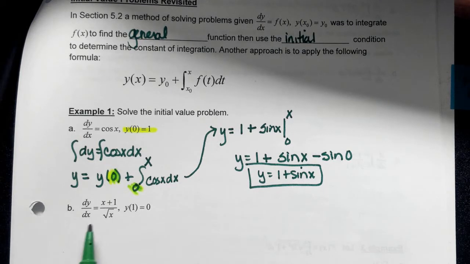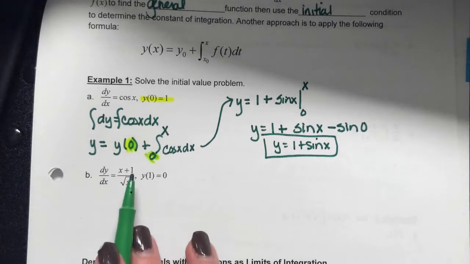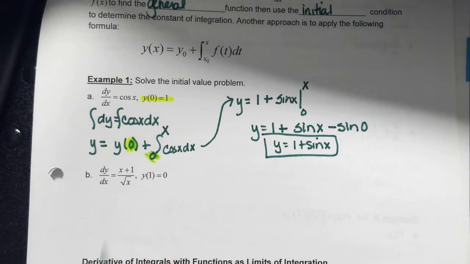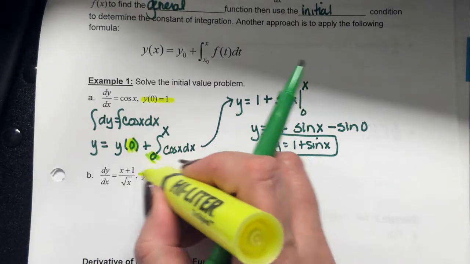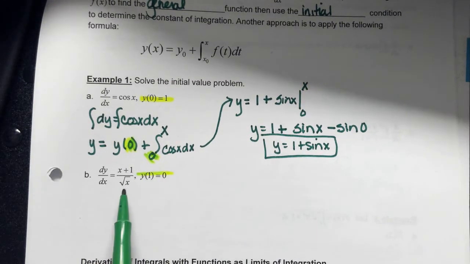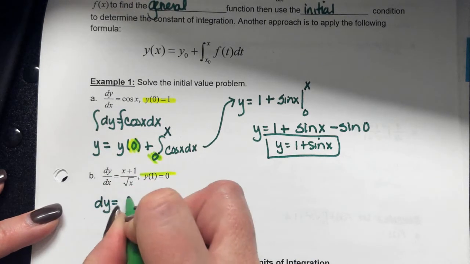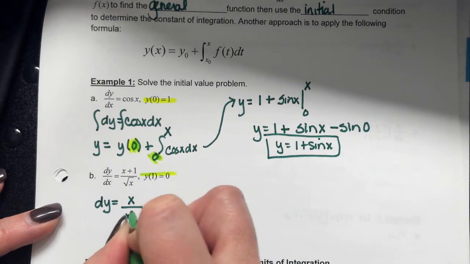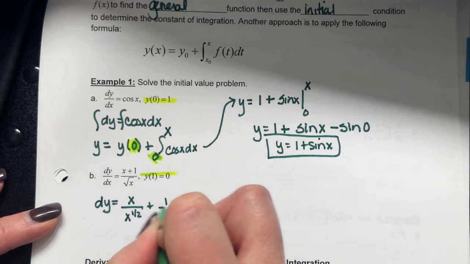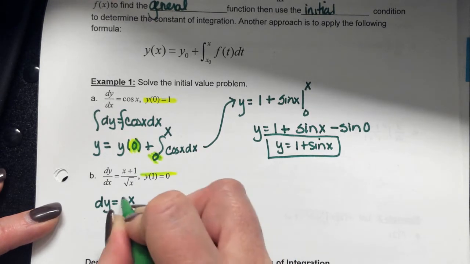Taking a look at B, dy dx is equal to x plus 1 divided by square root of x. And again, they're telling you the initial condition, y of 1 is equal to 0. First of all, how am I going to integrate this fraction? This is a good review. Divide it out, exactly. So you have to split up this fraction. So dy is going to be equal to x over x to the 1/2 plus 1 over x to the 1/2, all times your dx.